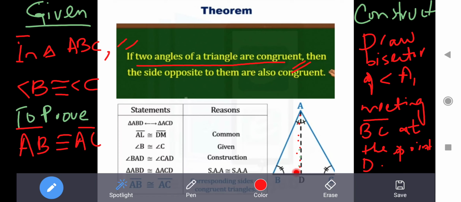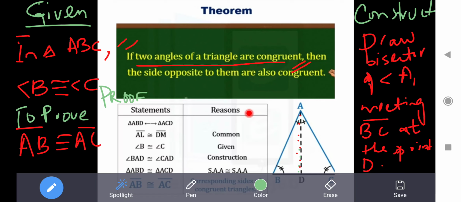Now, after given, after to prove, after construction, we will come towards the proof. This is the proof that is in front of you, which I have already mentioned over here. Now, in proof, I told you that you have two columns. In the first column, the statements, and whatever statement you are writing, the reasons must be in front of that.